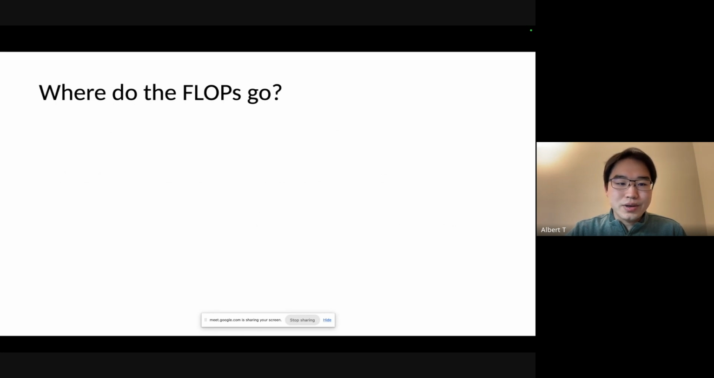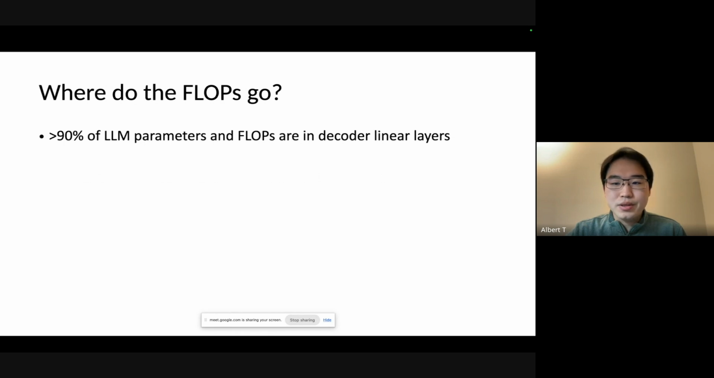If you wonder, I have a compute bound regime, where do all the flops go? If you look at a large enough model, over 90% of the parameters and flops are in the decoder linear layers, which is nice because they're well defined and relatively easy to work on. A linear layer looks like this: y equals xWT, where x is your activation vector. Its dimensions are batch by input dimension, usually n, and W is a matrix of m by n, where m is the output features and n is the input features.